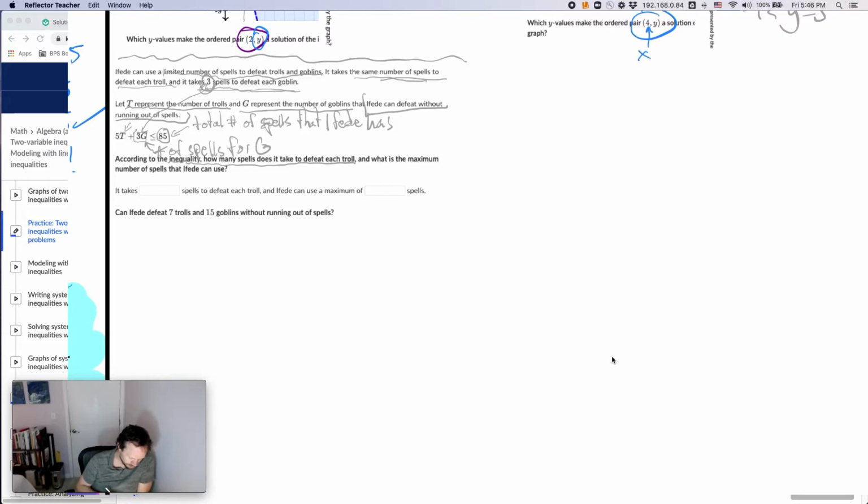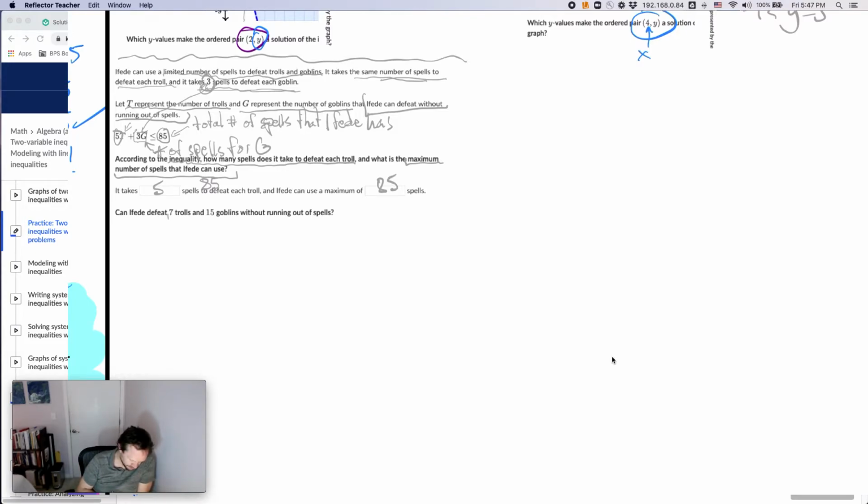So now if we solve, the maximum number of spells that Ifede can use, that's 85. How many spells does it take to defeat each troll? That's the 5. So we have 5 here, 85 here.